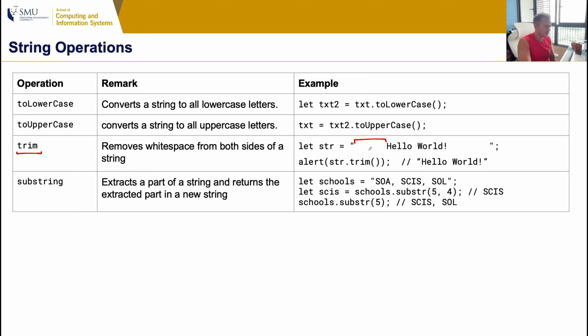So white spaces are either the spaces or tabs or whatever that you might have, or carriage returns or line breaks that you might have in the string in the beginning and in the end. So it will not remove this guy here, but it will remove this, and this. Substring is another thing. So you have to know the common ones. To lowercase, to uppercase, obvious names.